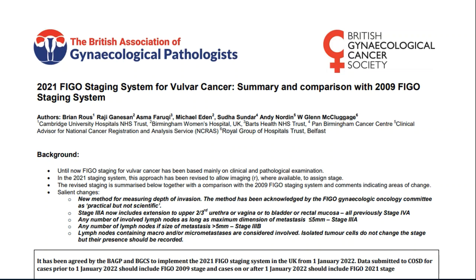Stage 3A now includes extension to the upper third of the urethra or vagina, or to the bladder or rectal mucosa, which were previously classified as stage 4A. Any number of involved lymph nodes, as long as the maximum dimension of the metastases is less than or equal to 5 mm, is stage 3A. Any number of lymph nodes with metastases more than 5 mm is 3B. Lymph nodes containing macro and/or micrometastasis are considered involved. Isolated tumor cells do not change the stage, but their presence should be recorded.